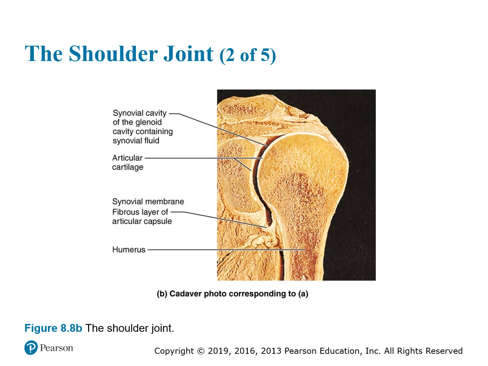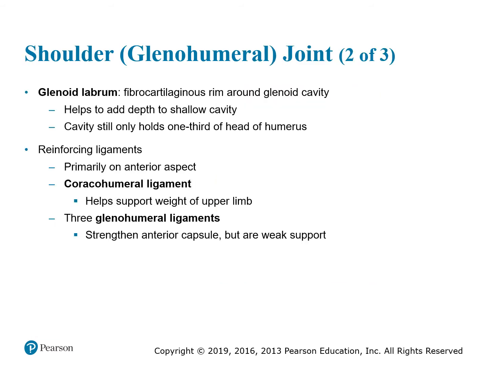Here is a cadaver photo of the shoulder joint. Again, this is a frontal cut. The synovial cavity within the joint, the articular cartilage on both the glenoid cavity and the humeral head. The glenoid labrum is a fibrocartilaginous rim around the glenoid cavity. This helps to add depth to that shallow glenoid cavity. The cavity still holds only 1/3 of the head of the humerus, even with the glenoid labrum.